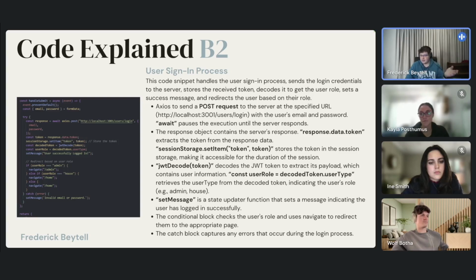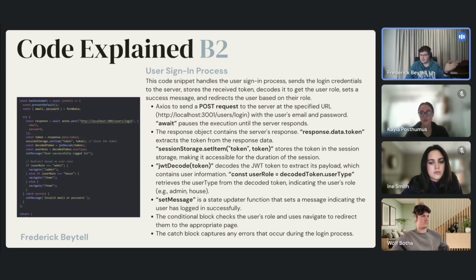Then jwtDecode(token) is for decoding the JWT token, which stands for JSON Web Token. When it has that, it can extract its payload, which contains user information. And then the variable userRole equals decodedToken.userType basically takes the user type from the decoded token that we just determined.